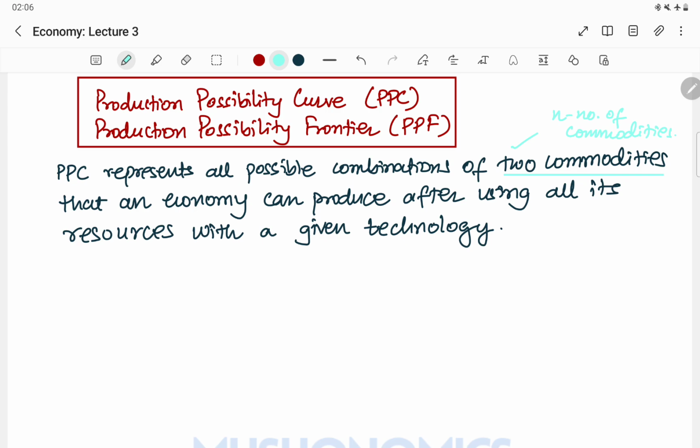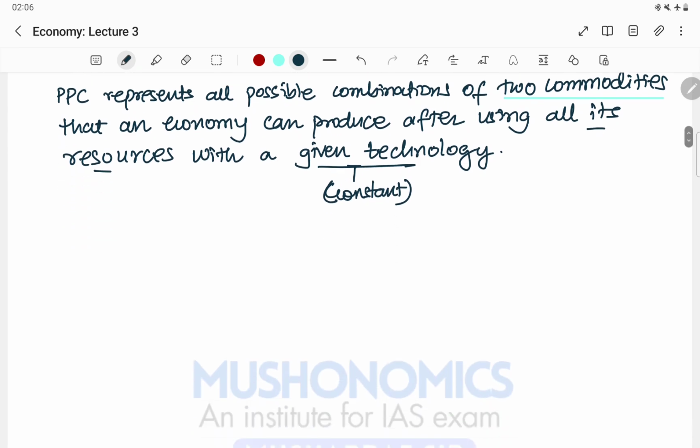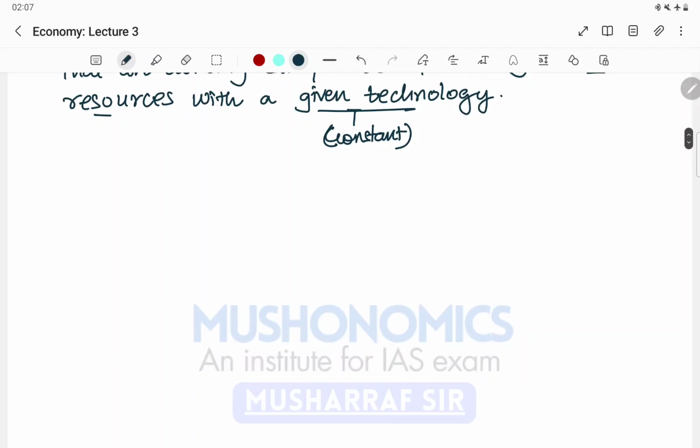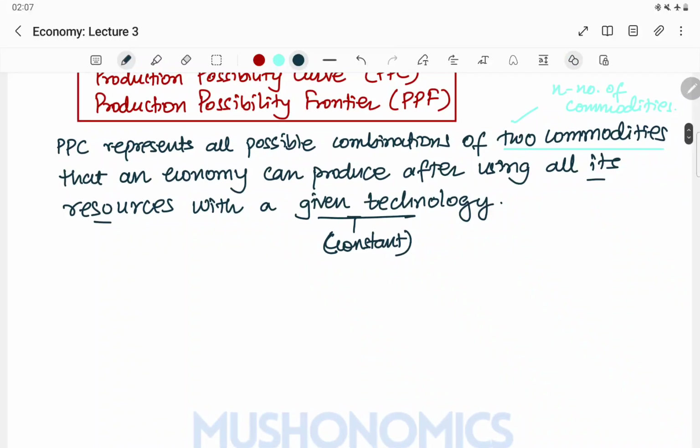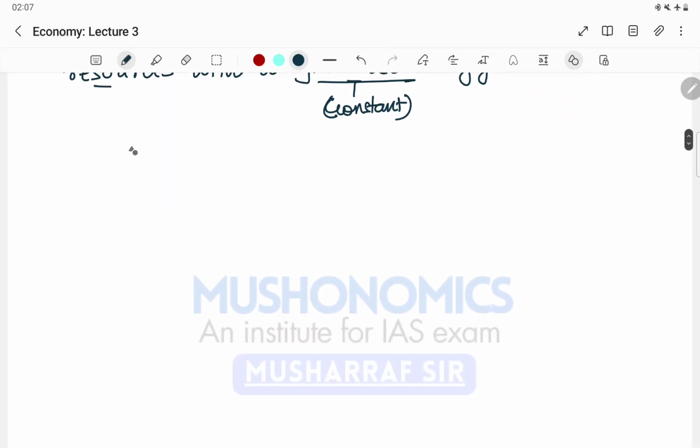Fine. Okay, let's understand this definition. It represents all possible combinations of commodities that an economy can produce after using all its resources. So all resources must be utilized with a given technology. That means technology remaining constant. Okay, then I will give you an example. I will draw a table, and with the help of the table we will try to understand what exactly it is. Fine. Let's make a table then.